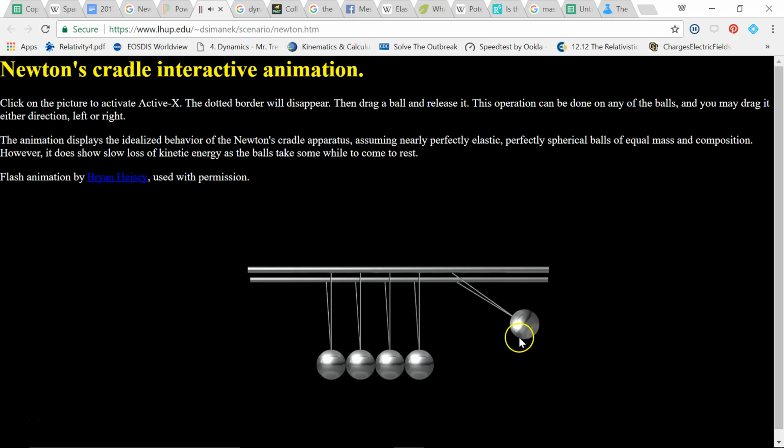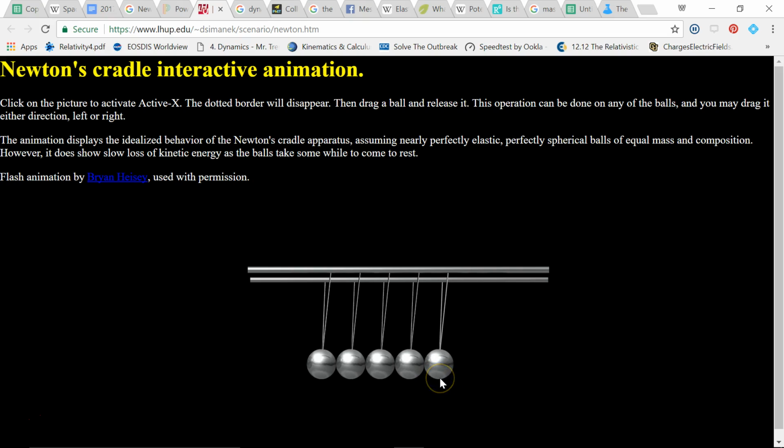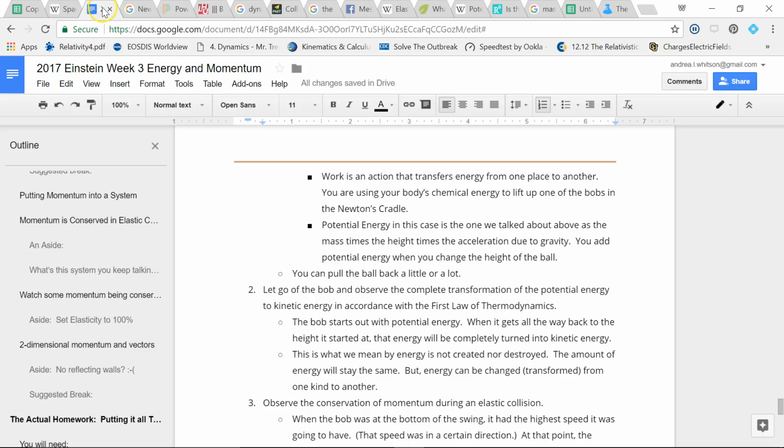When it impacts, it transfers that energy to this guy. So to observe all of the potential energy being transformed to kinetic energy, all that means is I watch it go from here to here. That is what that step means.